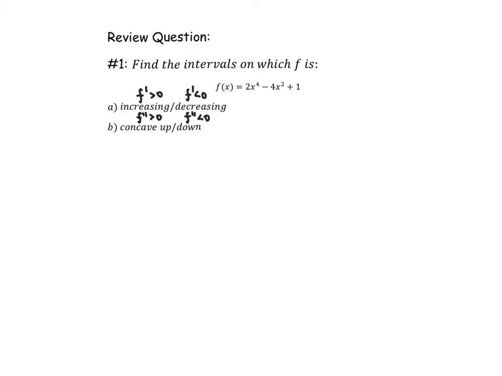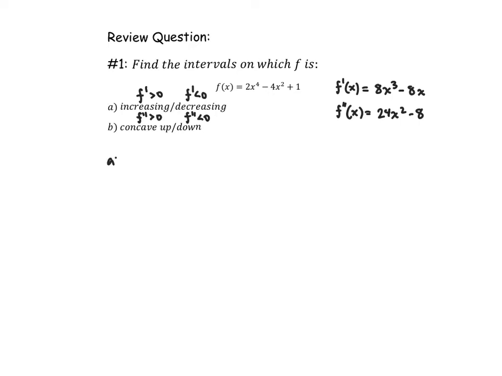So let's do some algebra on f of x. Let's find the first two derivatives. So the first derivative will be 8x to the third minus 8x, and the 1 will drop off. The second derivative will be 24x to the second minus 8. Okay, so now we do our work.